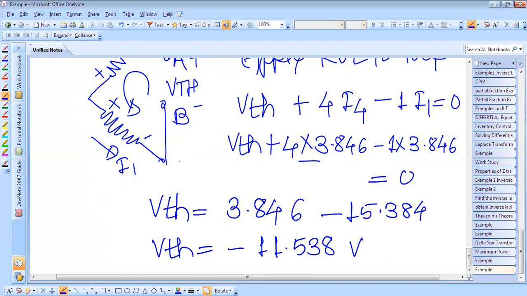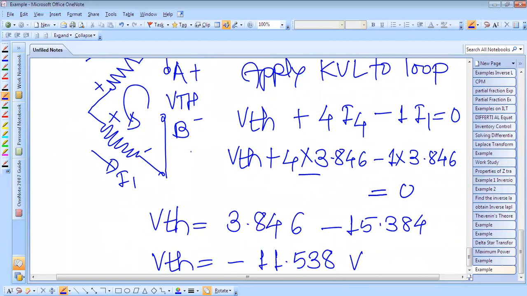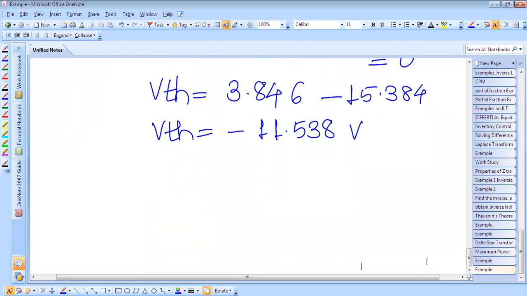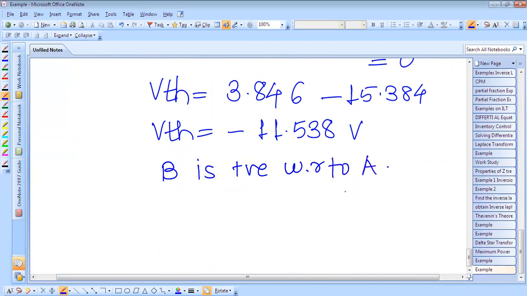That means here B is positive with respect to A. Okay, this negative sign indicates that your B terminal is positive with respect to terminal A. Therefore here we can write that B terminal is positive with respect to A terminal. Okay, and therefore we can write VTH is equal to 11.53 volt.